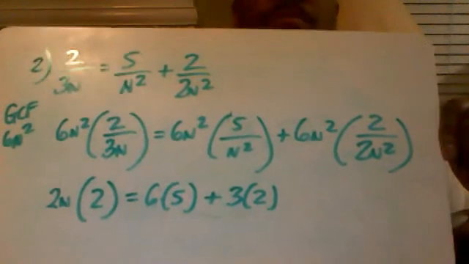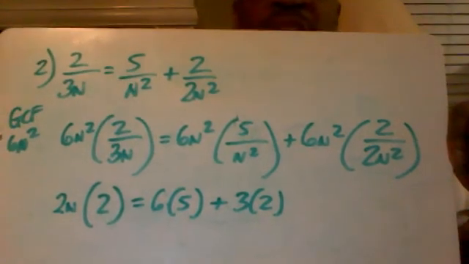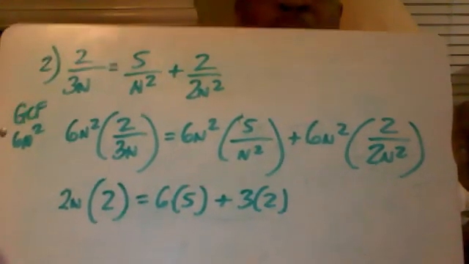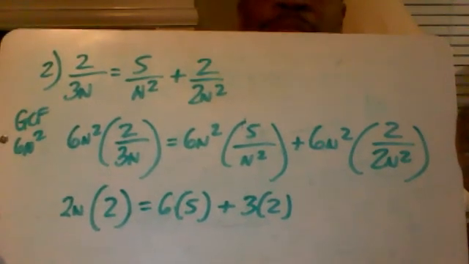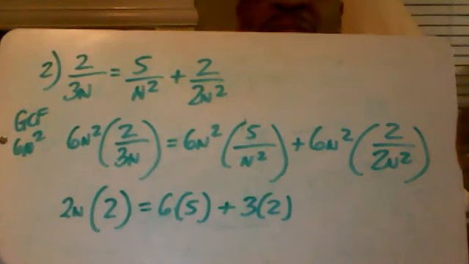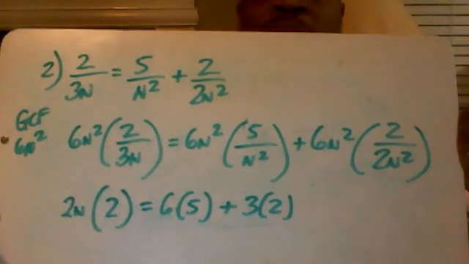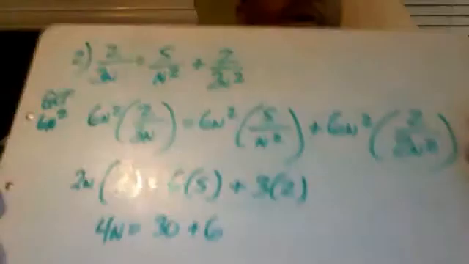Alright, so I've shown my work. Once again, simplification. If you need to rewind a video, you can always do that. But I have a 2n on the outside, multiplied times 2, which is going to give me a 4n. Then 6 times 5 is 30, 3 times 2 is 6. So I'm going to write that in my next step. So I have 4n equals 30 plus 6. At this point, all we're doing is simplifying.